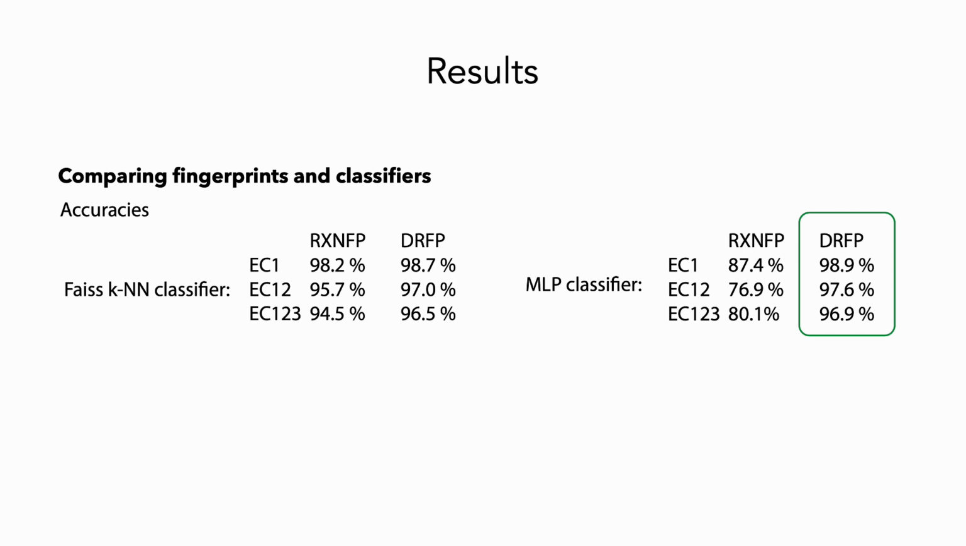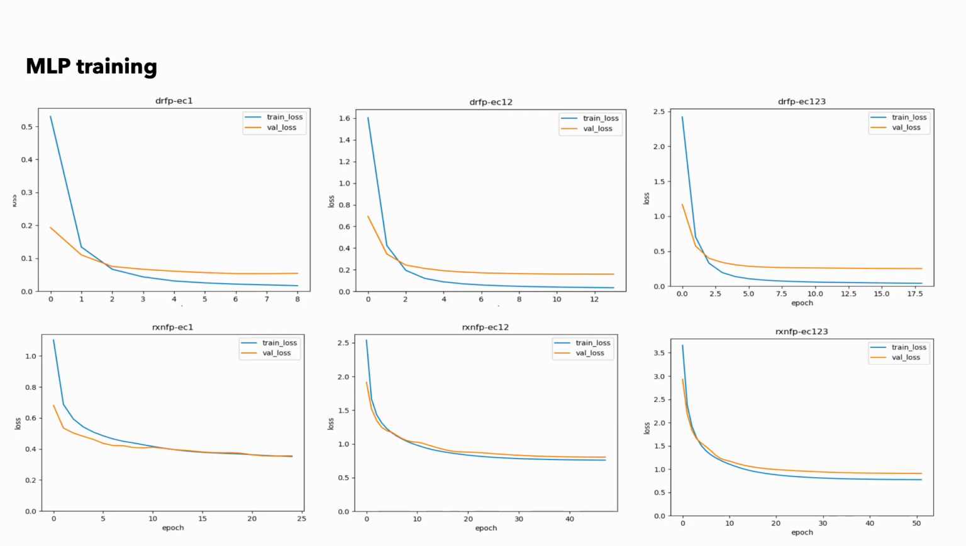Furthermore, the analysis showed that predicting only EC123 is sufficient in most cases, as the model's accuracy for all EC levels is generally consistent. Only a small percentage of reactions would benefit from predicting EC1 and EC12 levels as well. We selected DRFP plus MLP as a method of choice.